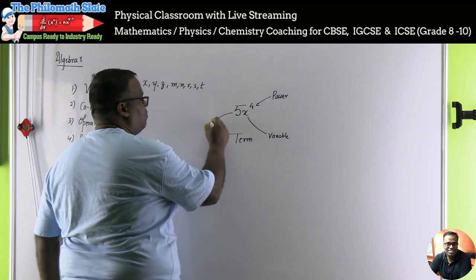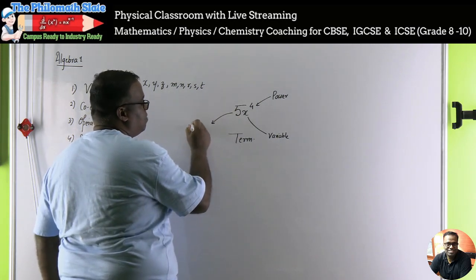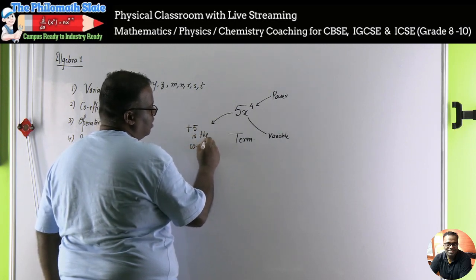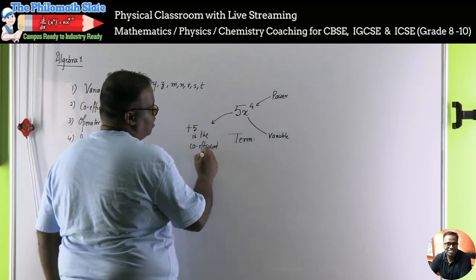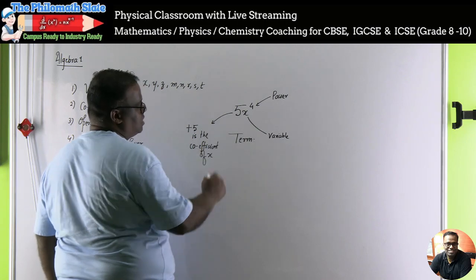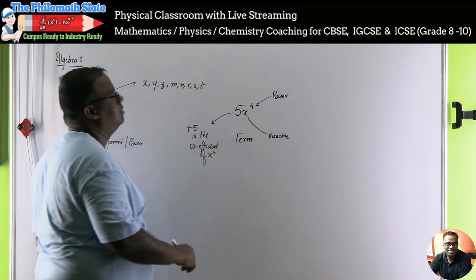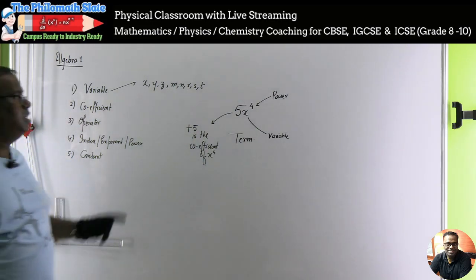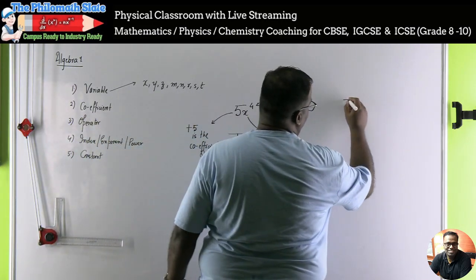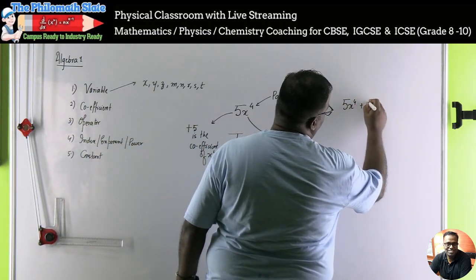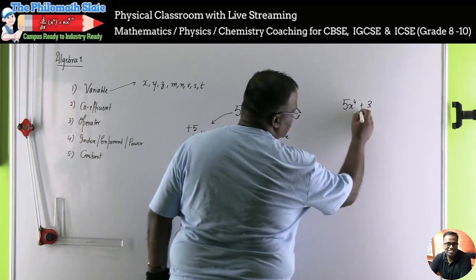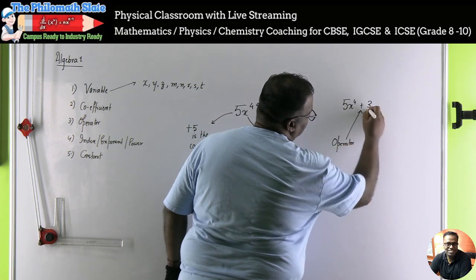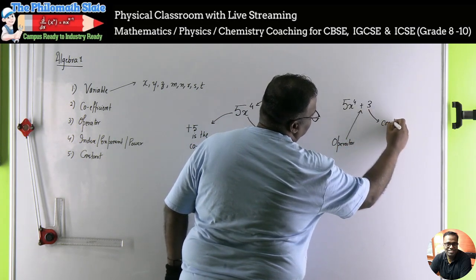And 5, I will read this as plus 5. Plus 5 is the coefficient of x to the power 4. Have you understood this? We still didn't. Let me take one more term, something like 5x to the power 4 plus 3. I have introduced something called plus. This is known as my operator, and my 3 will be known as constant.